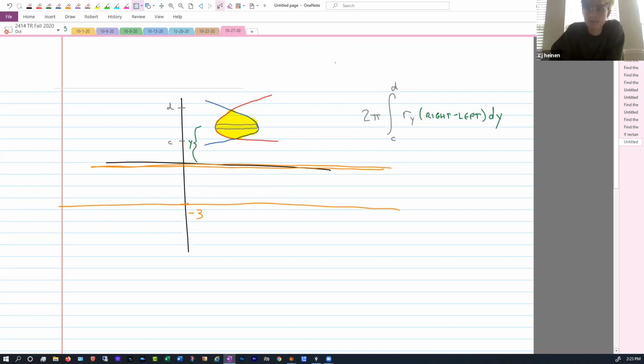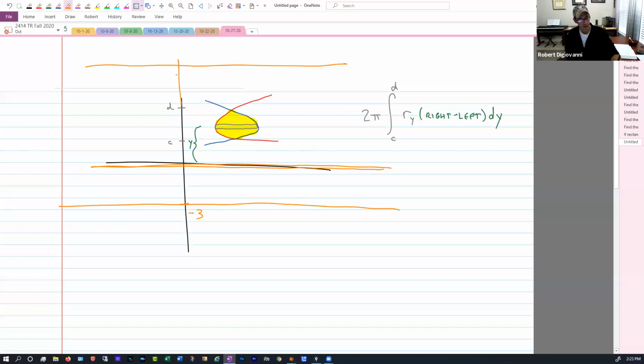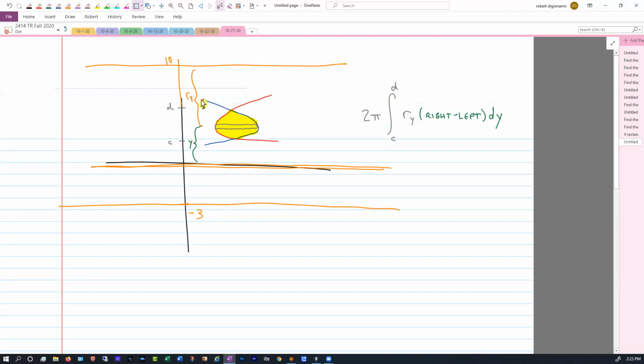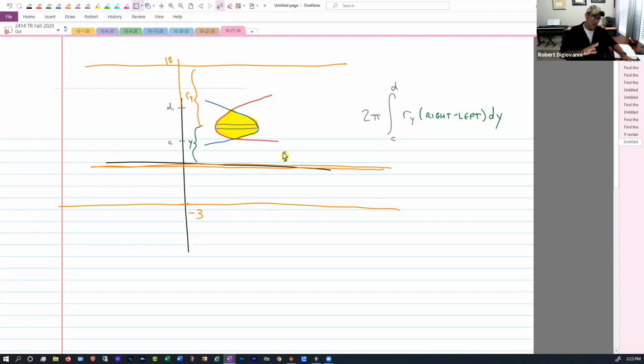Okay, I see it now. If it was up here, let's say at, I don't know, 10, then the distance from here to here, that's your r sub y. That would be 10 take away y. So it's everything we've done just in terms of y instead of x. You're going to have to just go in and get your hands dirty on these.